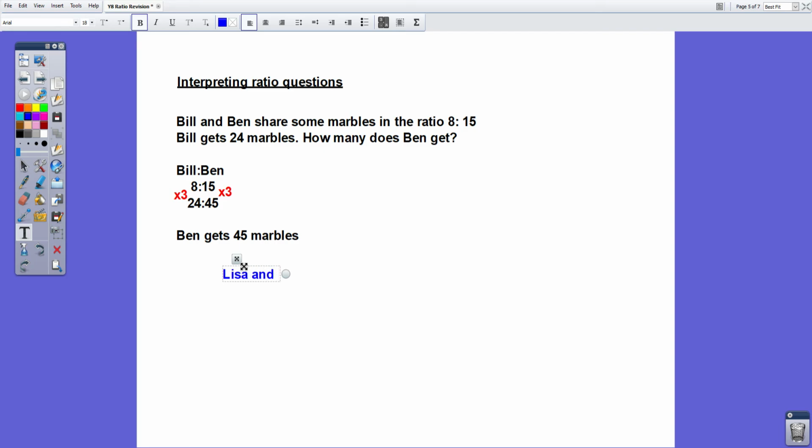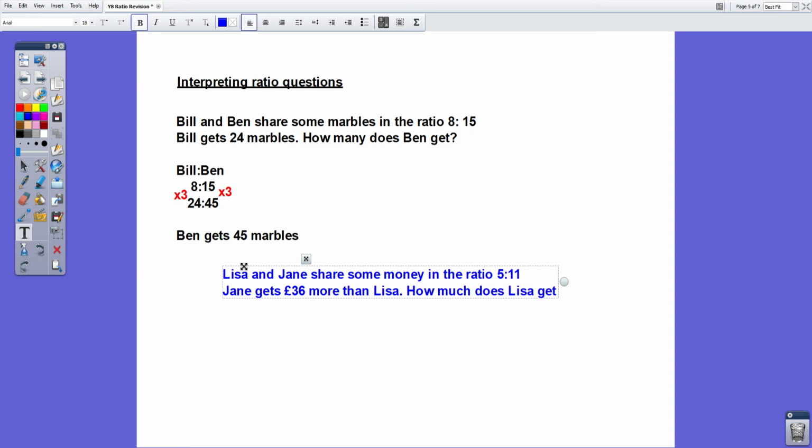Lisa and Jane share some money in the ratio 5 to 11. Jane gets £36 more than Lisa. How much does Lisa get?